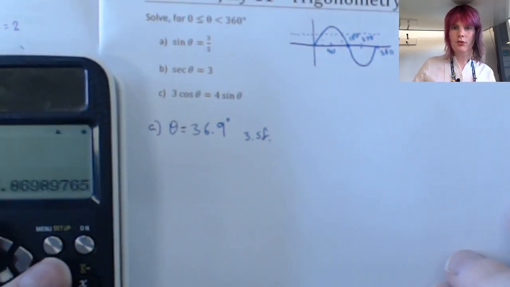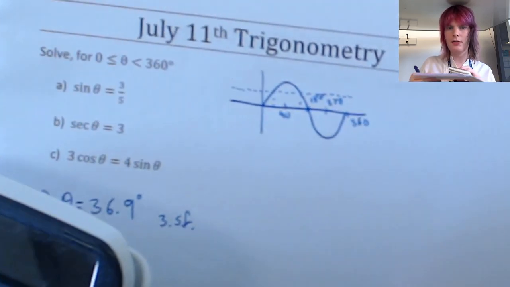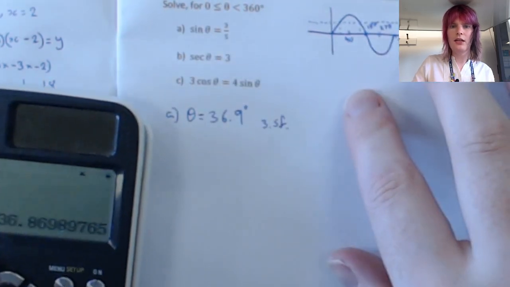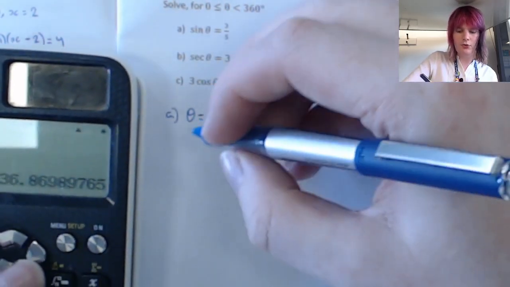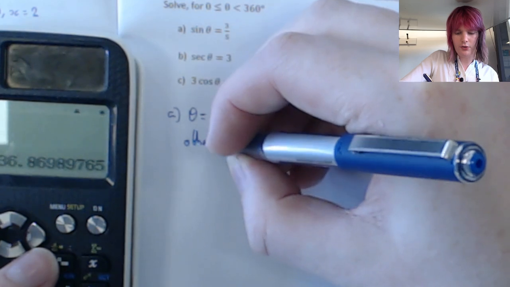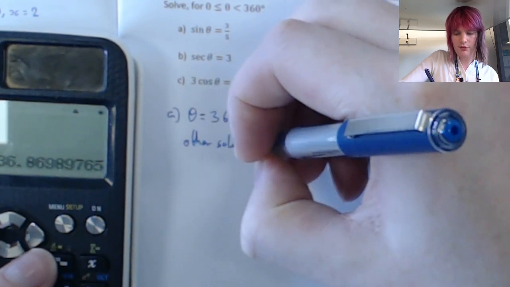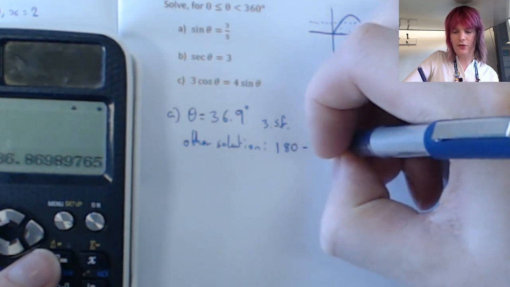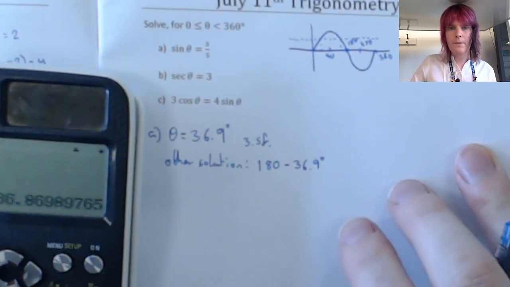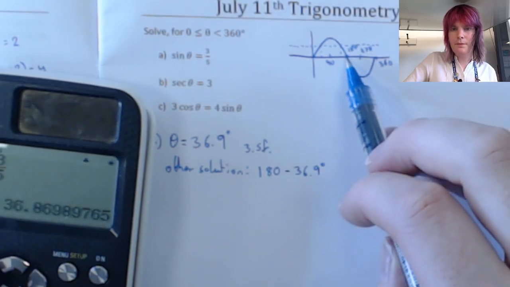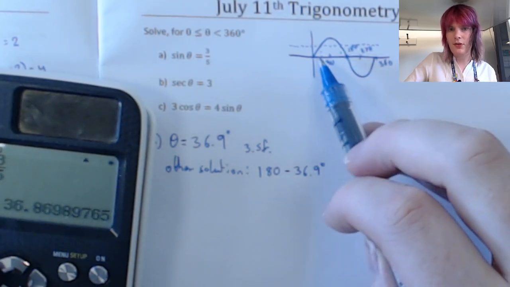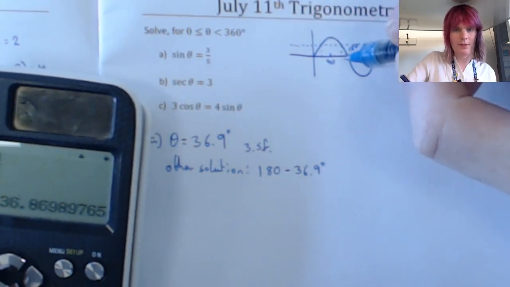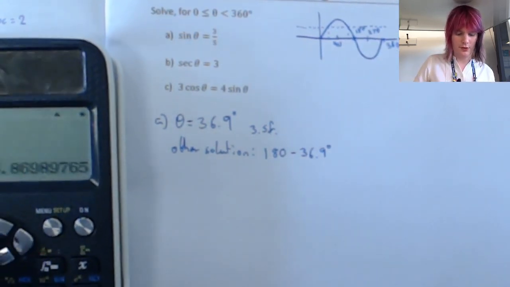That's not our only solution. So we've got our symmetry here, so I'll just make that, there you go, so you can see that a little bit better. We're going to use the symmetry of the sine curve and say our other solution is going to be 180 subtract 36.9 degrees. It's because we've got this bit here, 180, this distance and this distance must be the same. So we can take that from 180 to get our second answer.